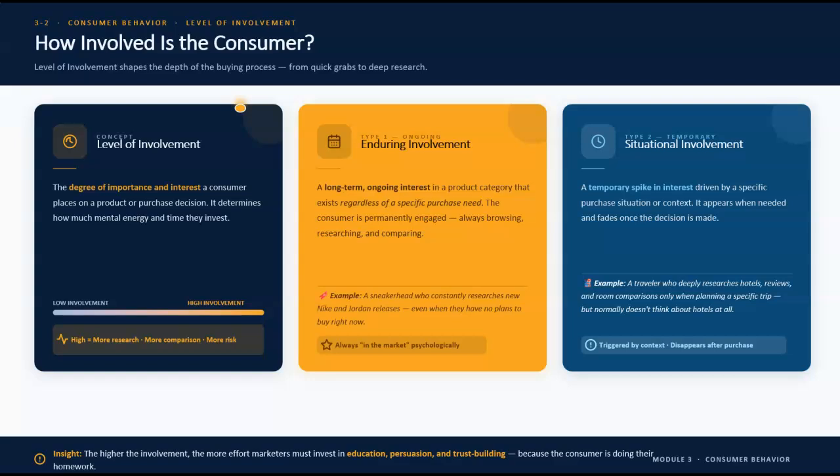How involved is the consumer? Level of involvement shapes the depth of the buying process, from quick grabs to deep research. So, concept level of involvement: the degree of importance and interest a consumer places on a product or purchase decision. It determines how much mental energy and time they invest. So there's low involvement and then there's high involvement. High equals more research, more comparison, and more risk.